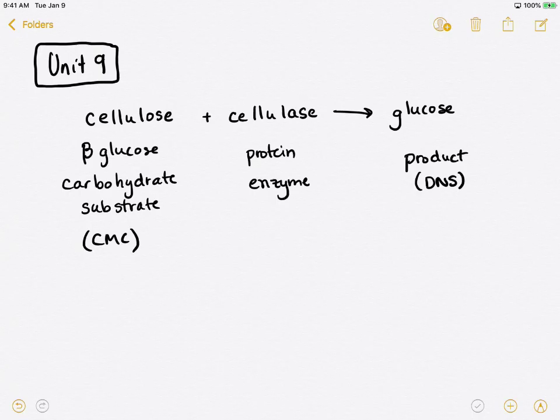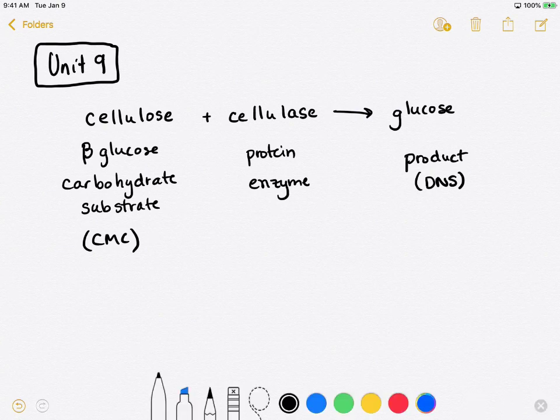In Unit 9, we looked at many of the things that we had set up in Unit 8. Just as a reminder, cellulose was our substrate. It is a carbohydrate made of beta-glucose linkages. Often cellulose was provided in the form of CMC. Cellulose, in the presence of the enzyme cellulase, can be broken down into the product of glucose. In Unit 9, the way that we are going to look for glucose production is by doing a DNase reaction. We will also look at enzyme activity by looking at the decrease that exists in substrate. So sort of 2 ways of looking at if our enzyme is working.